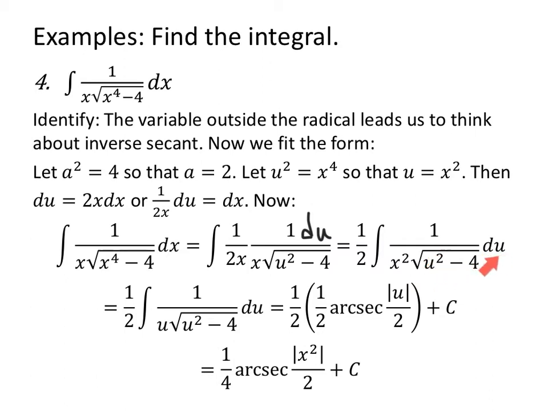But notice here du, I want everything in terms of u. Hey, look at that. My x squared is u. So I can rewrite this, so my integral is all in terms of u. I've now matched the form completely. The 1/2 stays out in front. The antiderivative of this form is 1 over a, so 1 over 2, arcsecant, absolute value of u over 2, plus a constant of integration. That's 1/4 arcsecant, absolute value of x squared over 2, plus c.